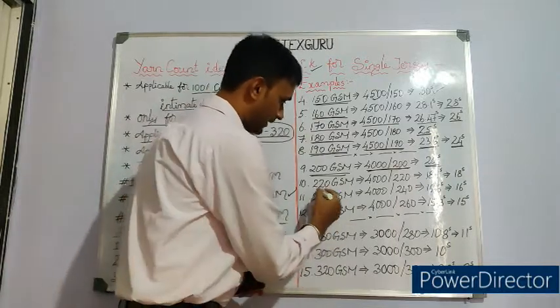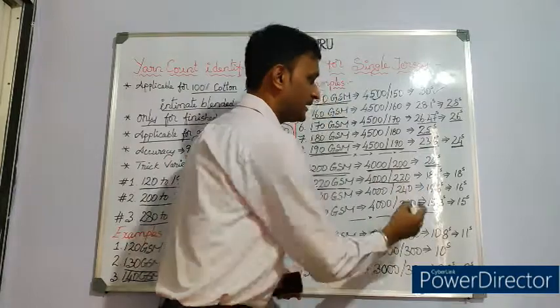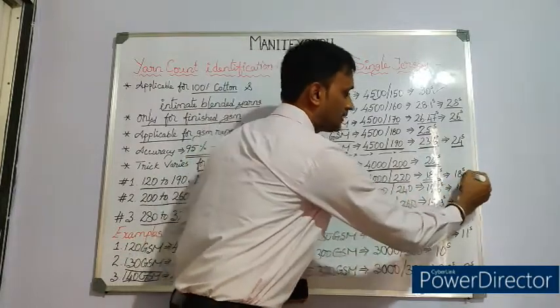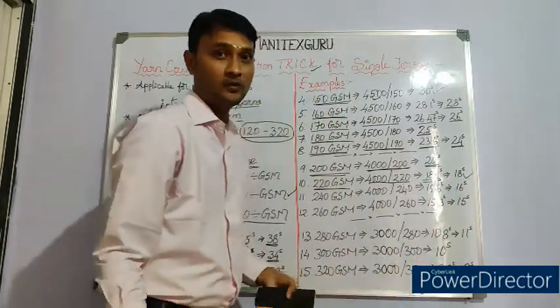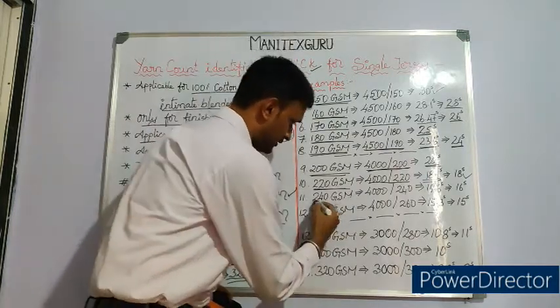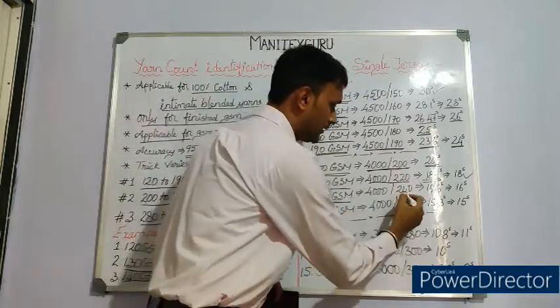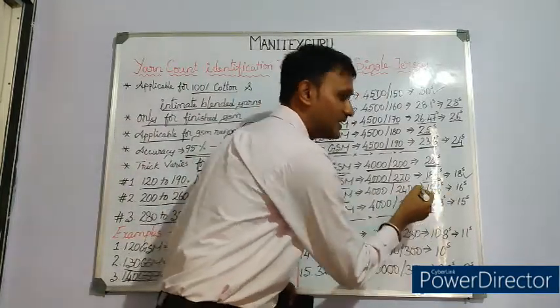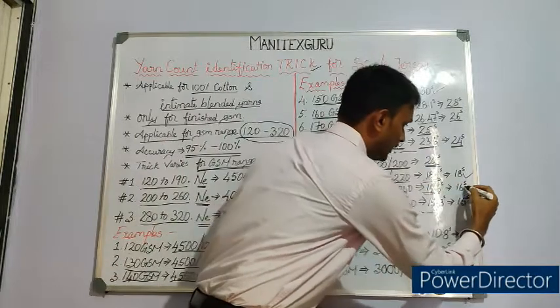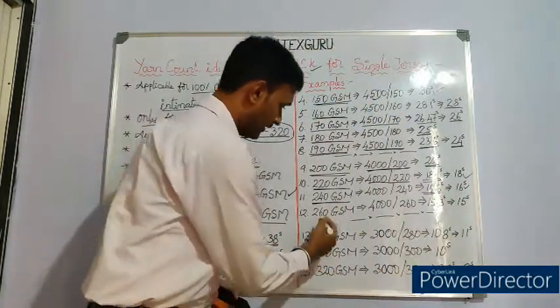Next GSM I have taken is 220. 4000 divided by 220 is 18.1. 18th count is the ideal count to achieve 220 GSM finished. The next GSM, 240 GSM. 4000 divided by 240 will get 16.6. 16th count is the ideal count to achieve 240 GSM finished.